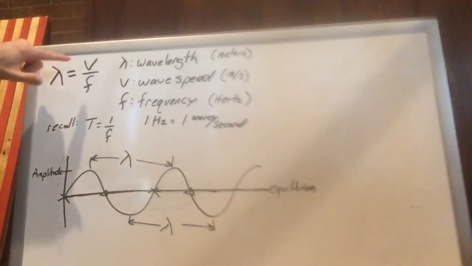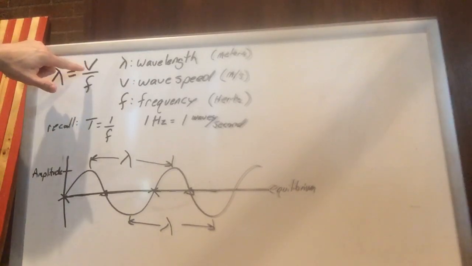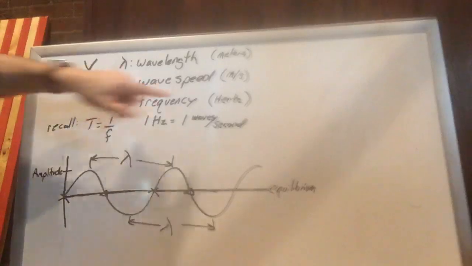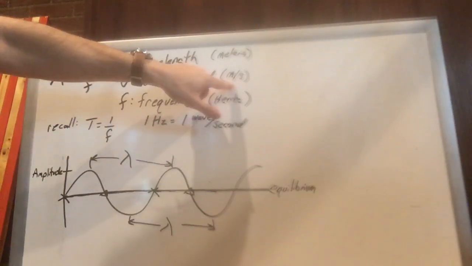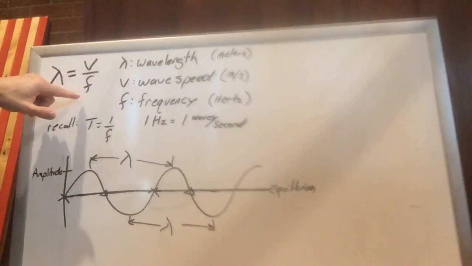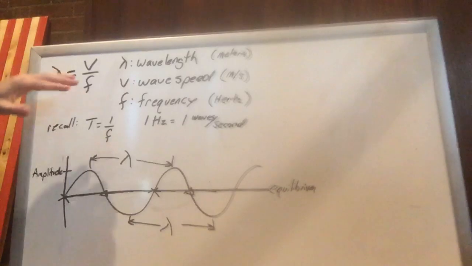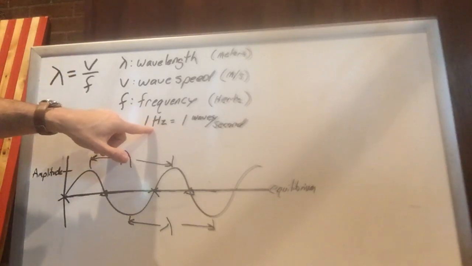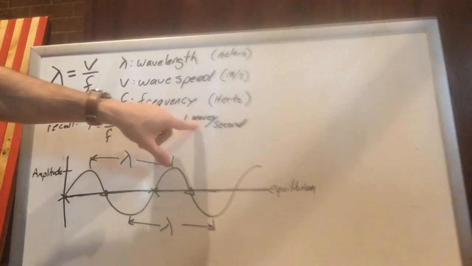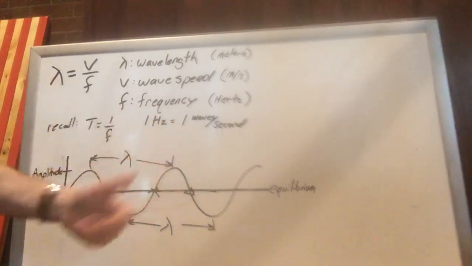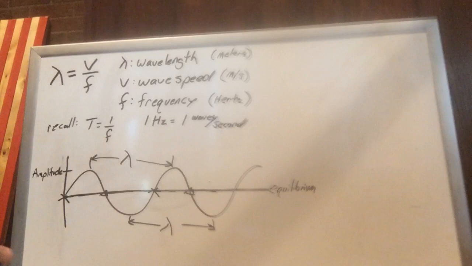Now you calculate that by dividing the wave speed. V is again going to represent speed, and it's still going to be in meters per second. And you divide that by the frequency of the wave. Now the frequency is measured in hertz, and hertz translates to waves per second. So, for example, maybe your favorite radio station is 102.5 megahertz. So that would be 102.5 million waves every second.